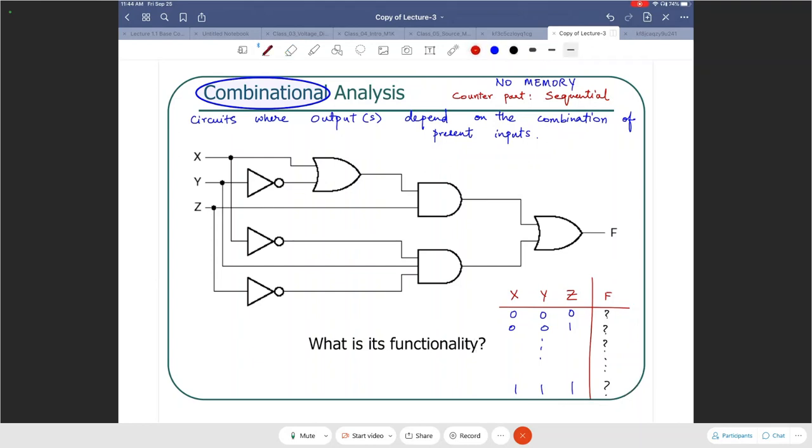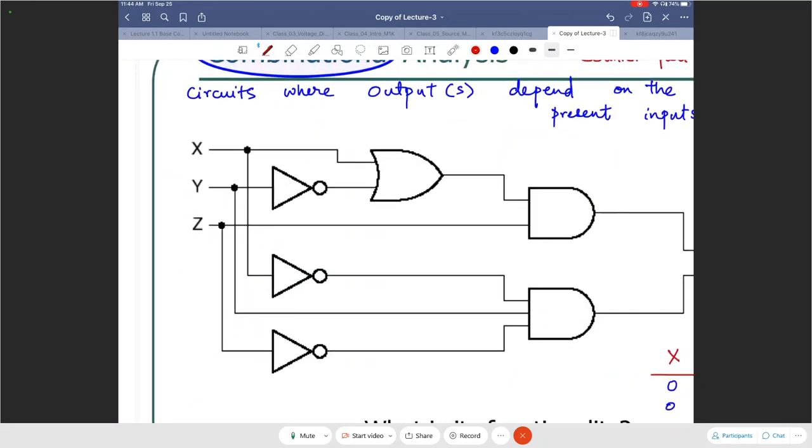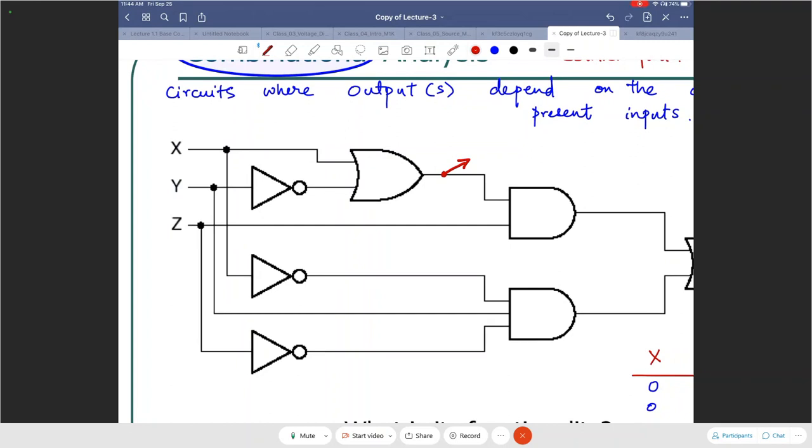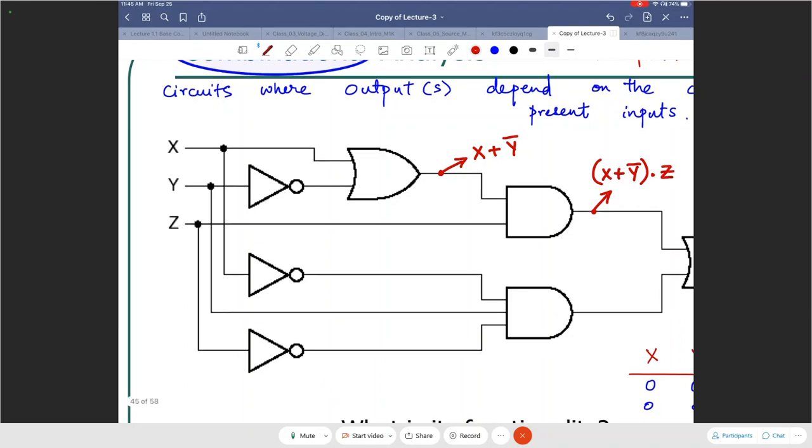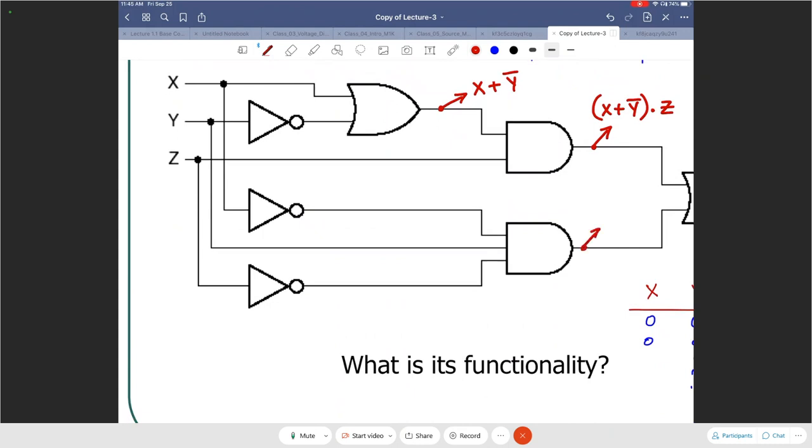Instead, I will recommend this. At every stage of your circuit, try to write the logic expression. For all the things that are in the middle, you are essentially writing intermediate logic expressions. So for example, what would you write over here? You would say x or y complement. And then over here? You would say x or y complement is ANDed with z. What would you write over here? You would say x complement and y and z complement.